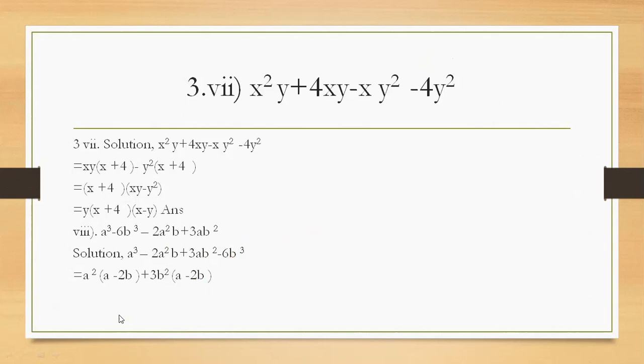Now see, what is the same factor in these two? A minus 2b, a minus 2b is common, and here a square is left, here plus 3b square is left. These are the two factors of this question. Are you clear, students? Sarita, are you understanding?